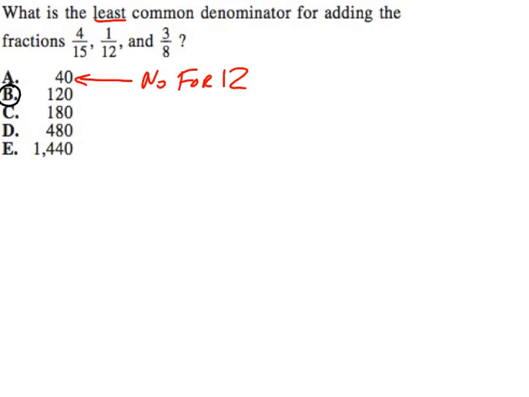We're looking at least common. Since it's least, I would start with A. We're looking at the smallest numbers. I'm going to see if 15, 12, or 8 go into it. For example, 40: 12 does not go into 40, neither does 15. So neither of those work for A, but by the time I get to B, which is the second smallest, 15, 12, and 8 all go into that. So my answer is B, 120.